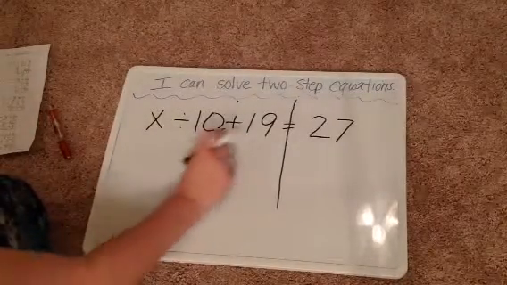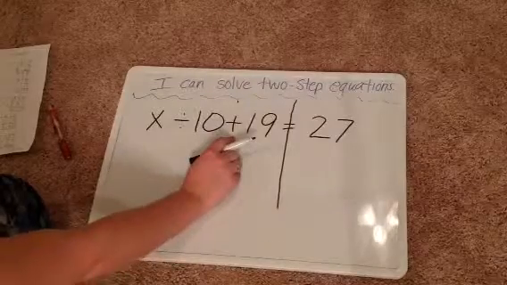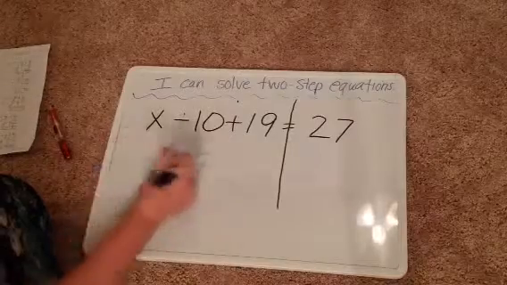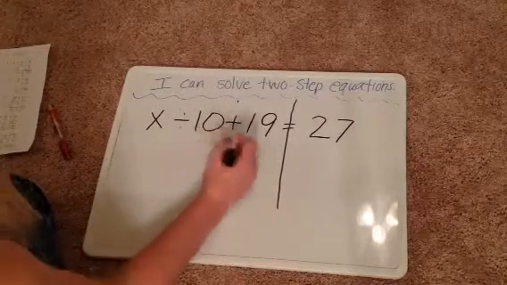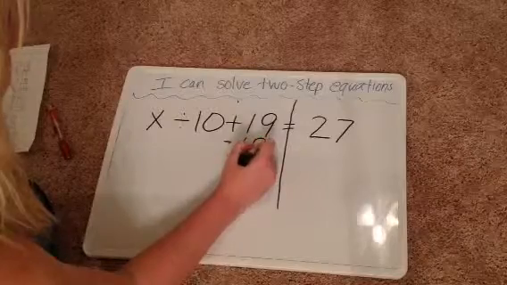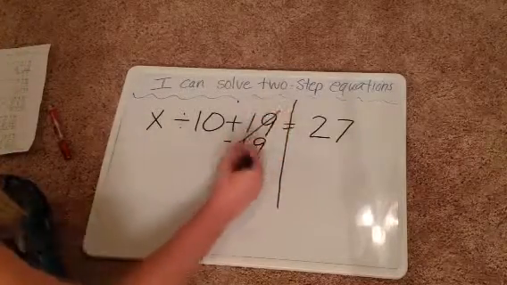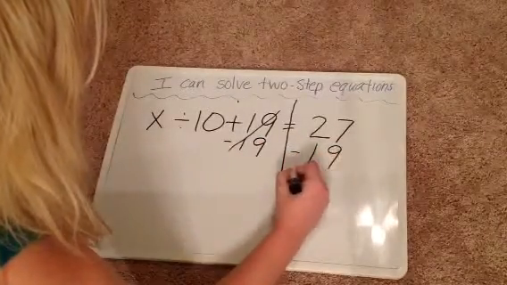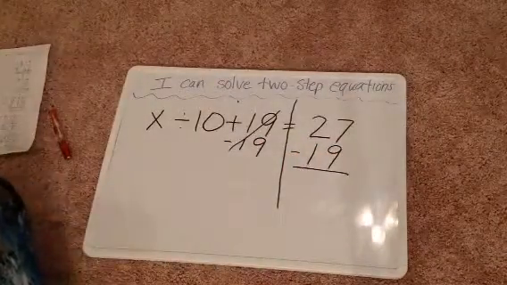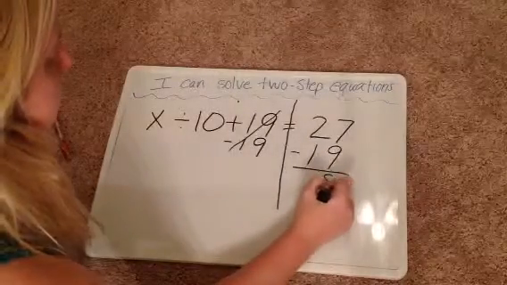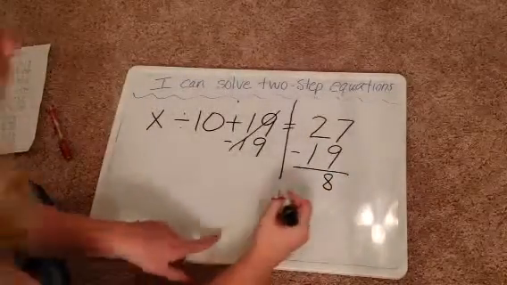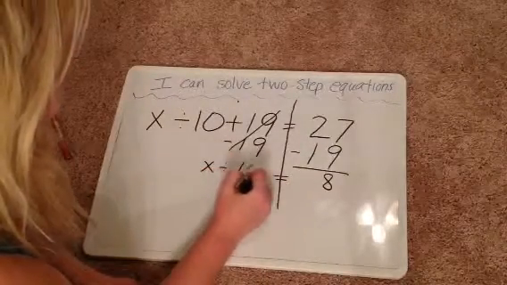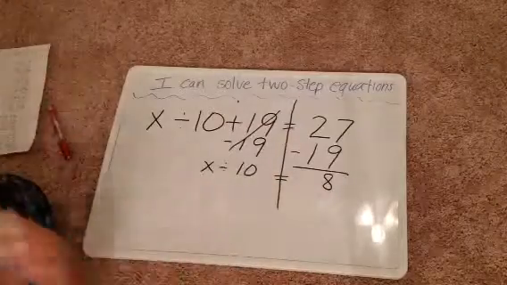So I'm going to look, and I see addition right away. So I know I'm going to start there because we start with addition and subtraction first, then we go on to multiplication and division. I'm adding 19 here, so I need to do the opposite, so it cancels out. That way we can get x by itself. So if I do it over here, I must do it over here. And that's going to give me 8. Okay, so now I have x divided by 10 equals 8. So we're not finished.